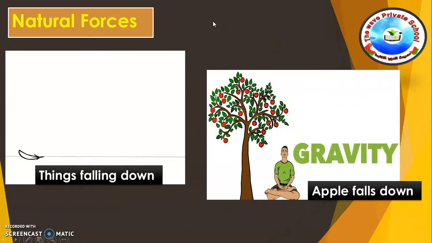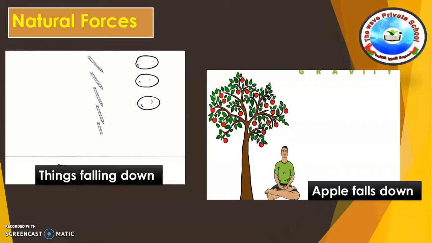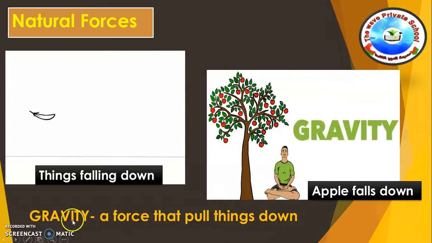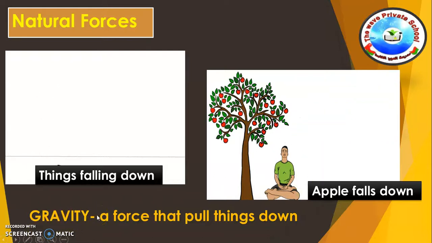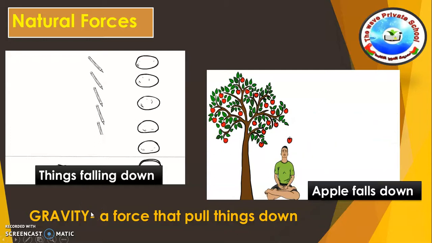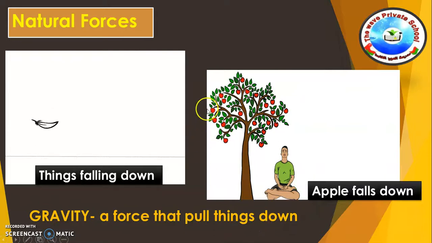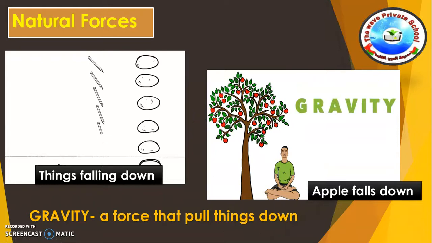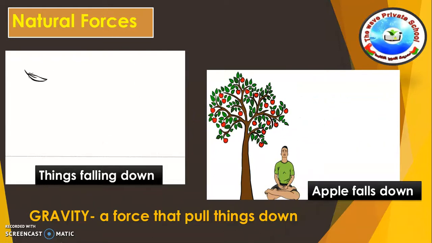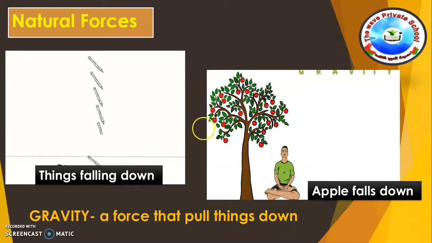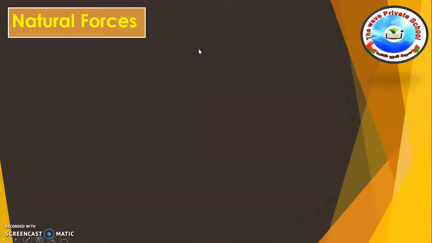And that is the second natural force that you will learn. And that is what we call gravity. So say the word again, gravity. So gravity, a force that pulls things down. So remember children, that anything that falls down, that is because of what we call gravity. So gravity again, a force that pulls things down. That's the second natural force.